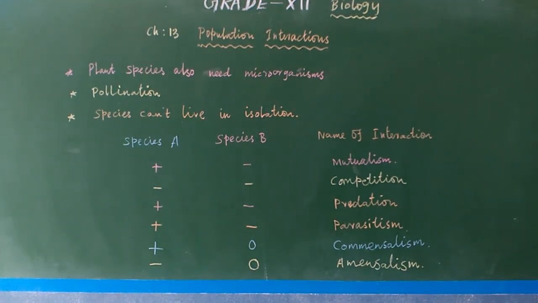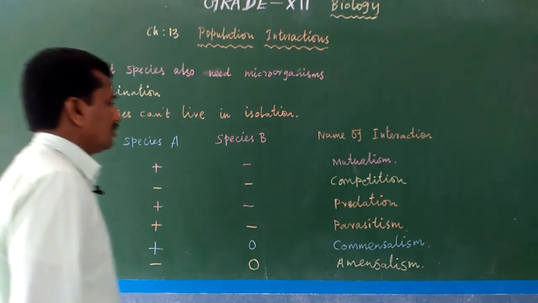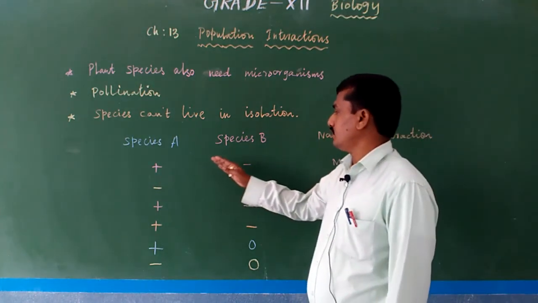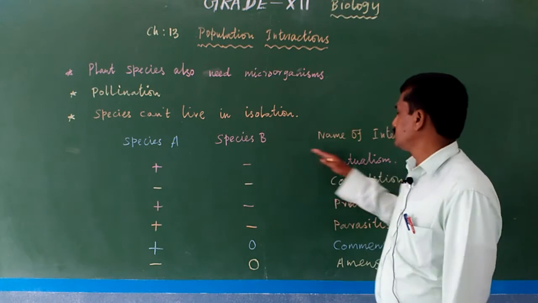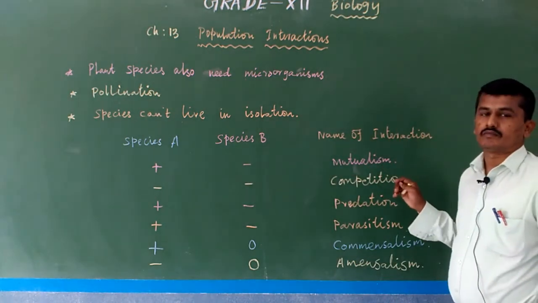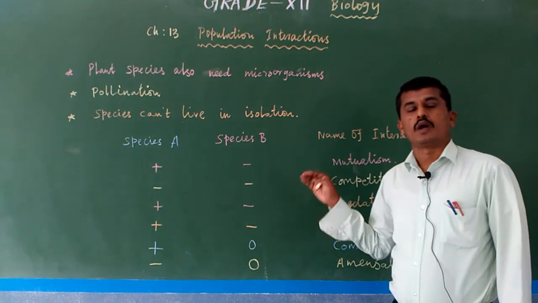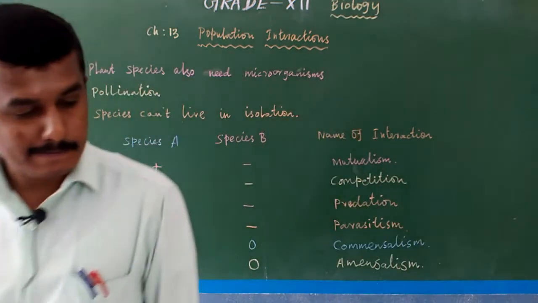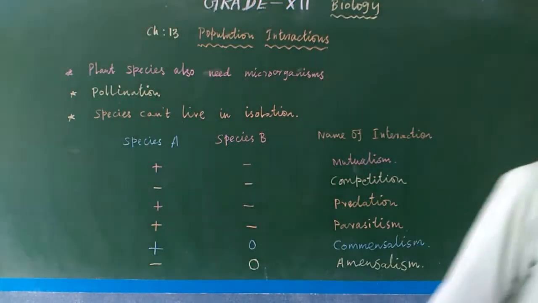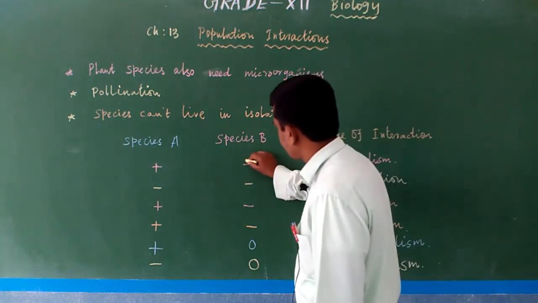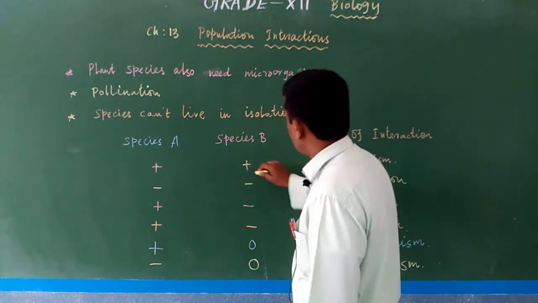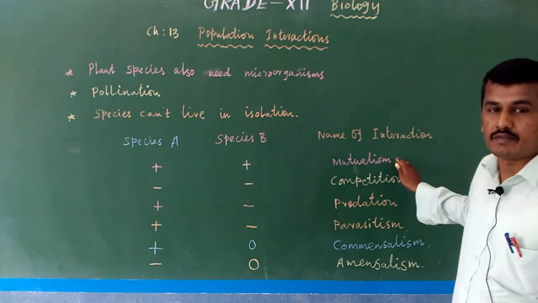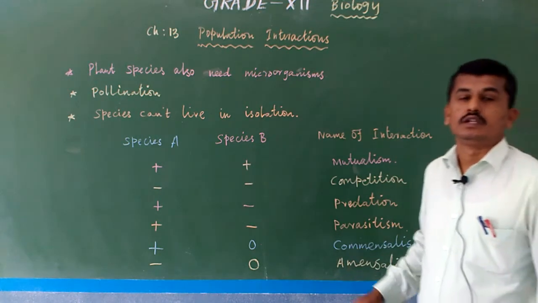Then we learn various population interactions between different species in this title. One species which gets benefited along with another species, and that population interaction is mutualism. For example, in mutualism, one species gets benefited and another species also gets benefited. Here it is not a minus, it is actually a plus. So, when two species get benefited from one another, the type of interaction is mutualism.